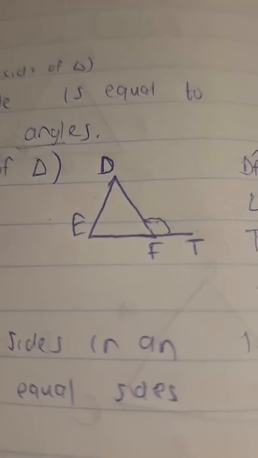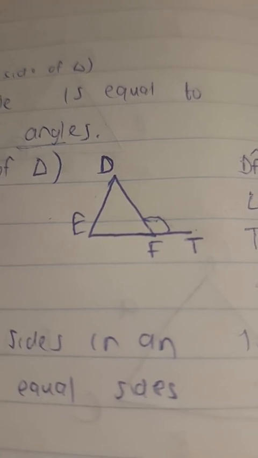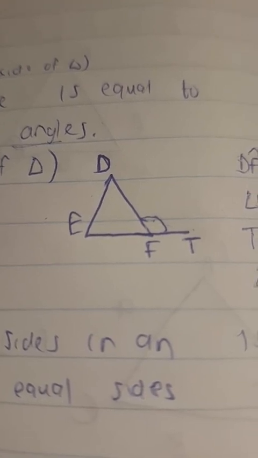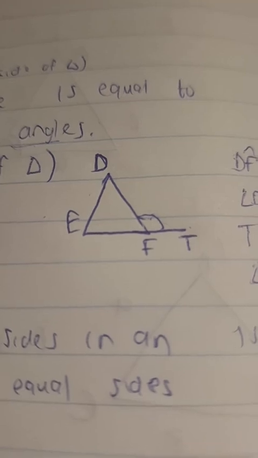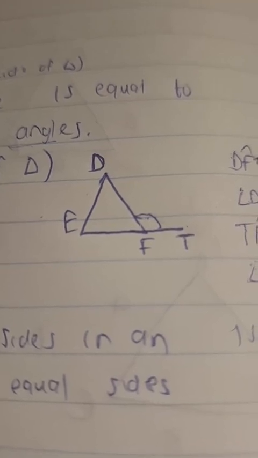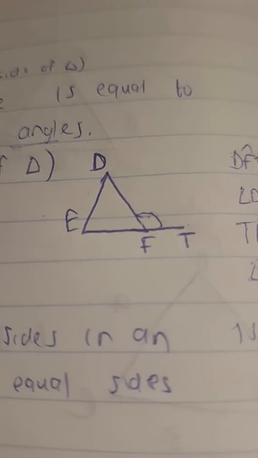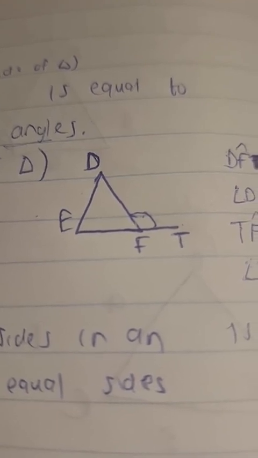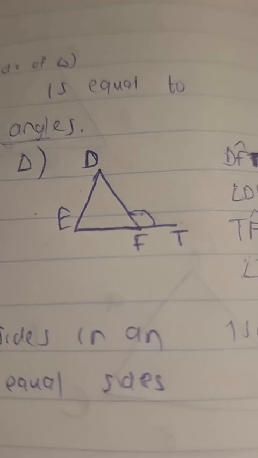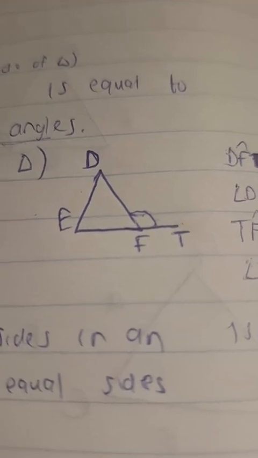You can write in the comment section those two that you are talking about. What are the two interior opposite angles whose sum gives me my exterior angle? Yanelisa says D and E. Torah says D and E.